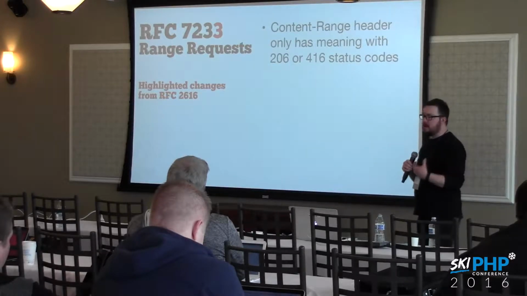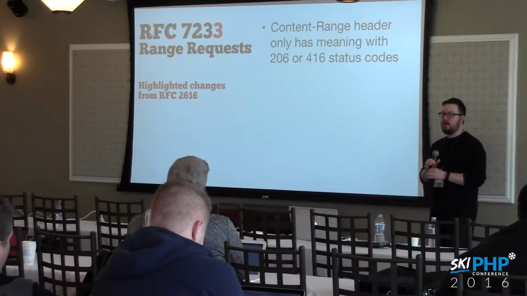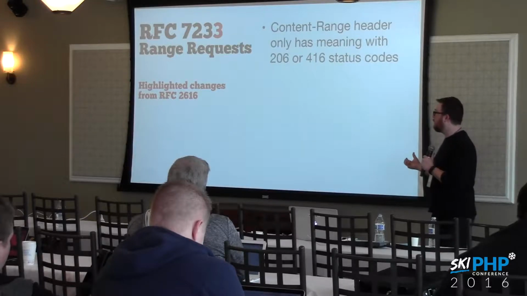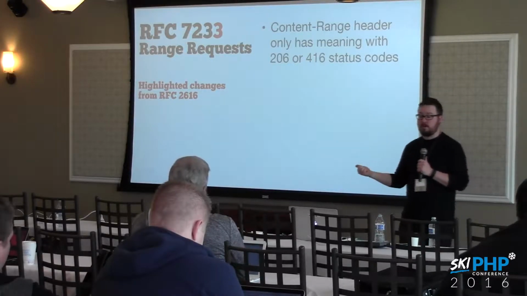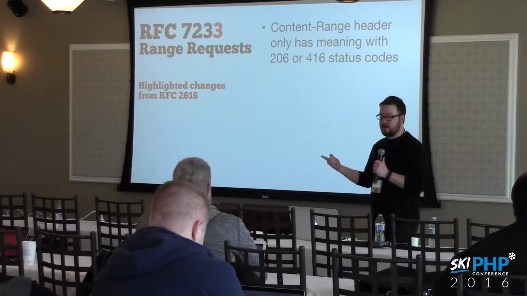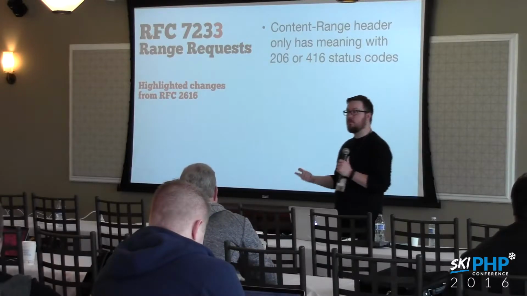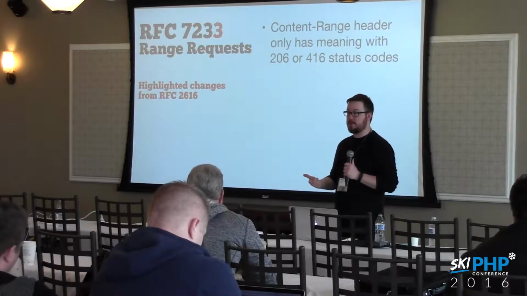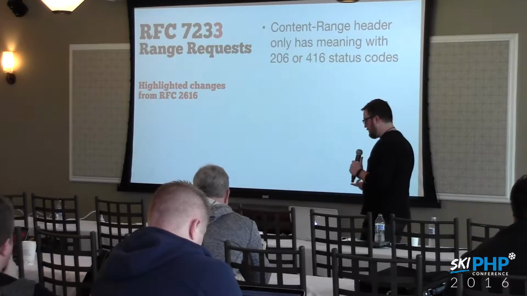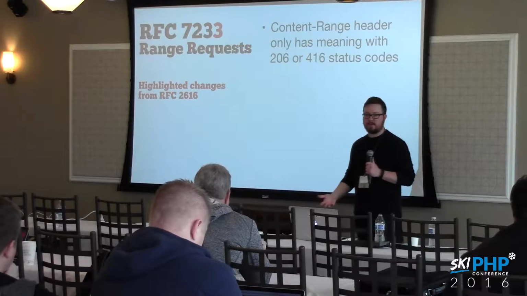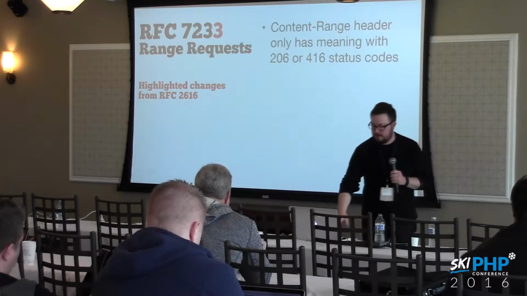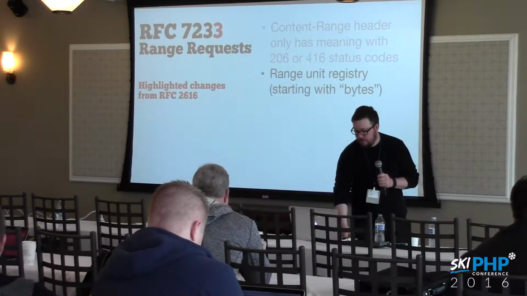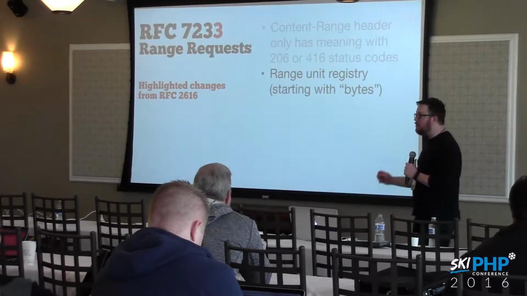They have redefined content range as only having meaning with 206 or 416. 206 means partial content, and 416 means range not satisfiable. So the content range header that is included only has meaning for those two responses. And the reason for that is just because it doesn't make sense for anything else. So they just needed to explicitly say that. They have included a range unit registry.